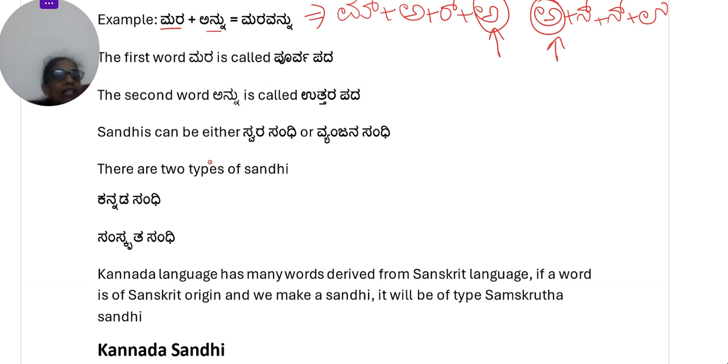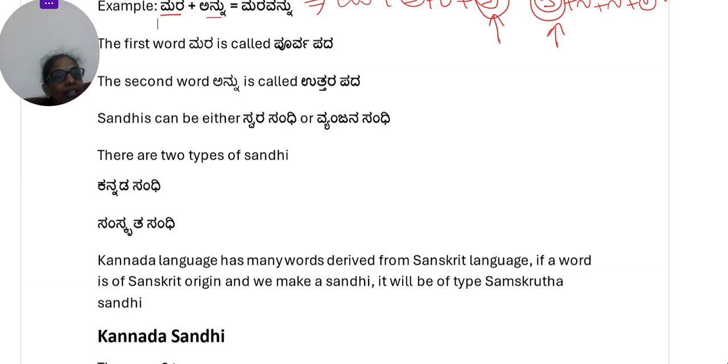Surya is a Sanskrit name for sun, because in Kannada we call sun Ravi. So Surya and Udaya, these both are actually Sanskrit words that Kannada has derived. So if you have words like that, which come from Sanskrit origin, and we form a sandhi out of them, where the two words joined have been derived from Sanskrit origin, then they form the Samskrita sandhi. Otherwise it will be Kannada sandhi.